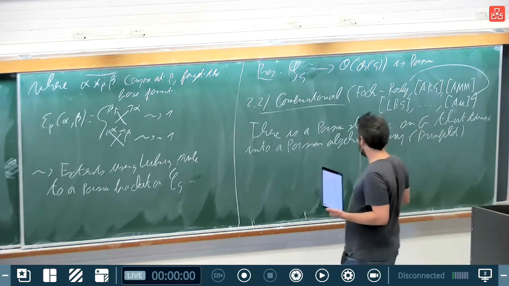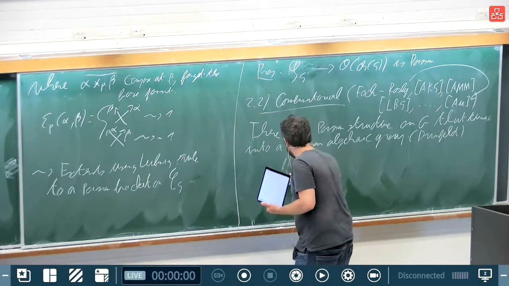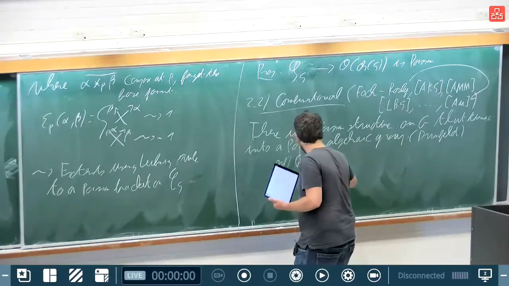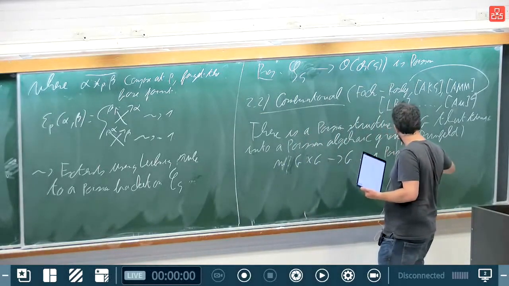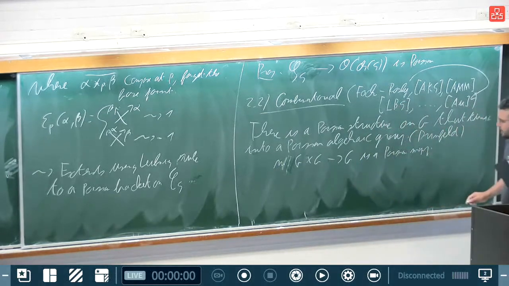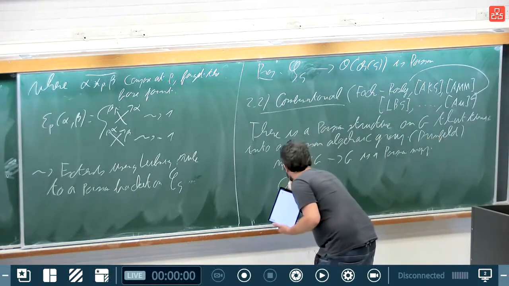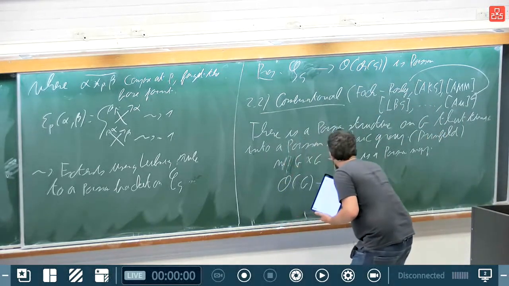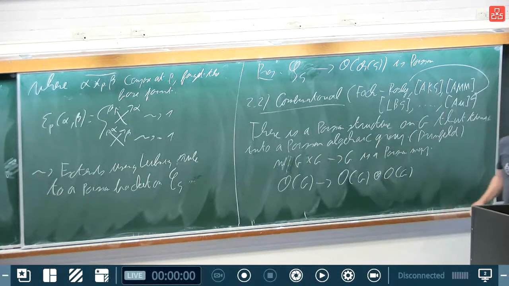What I mean by Poisson algebraic group is that it has a Poisson structure, and the multiplication map from G cross G to G is a Poisson map, so it's compatible with the multiplication. Really, what I mean is that the induced map from O of G to O of G tensor O of G, which is just the coproduct of O of G, is a map of Poisson algebras. Every time I say there is a map of Poisson varieties, I mean there is a map the other way around between the Poisson algebras.